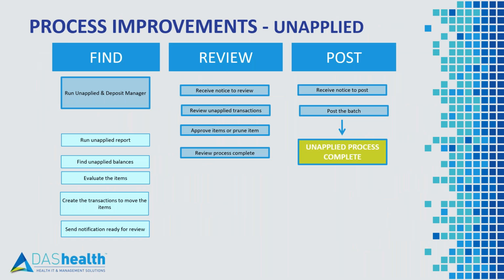This slide shows the process improvements of the Unapplied Deposit Manager software. The lighter colored boxes are the points in the process that you no longer have to do. The software does it for you. So it goes out and finds the unapplied balances based on the rules that you give it. It goes out and evaluates those items that it finds against the rules that you give it. It creates all those transactions for you, so you no longer have to manually do that.